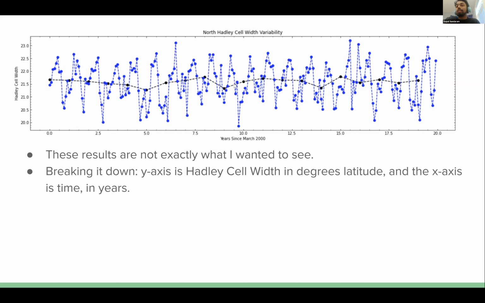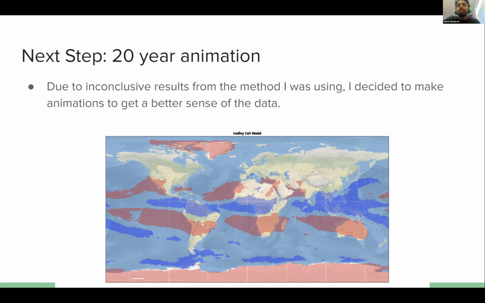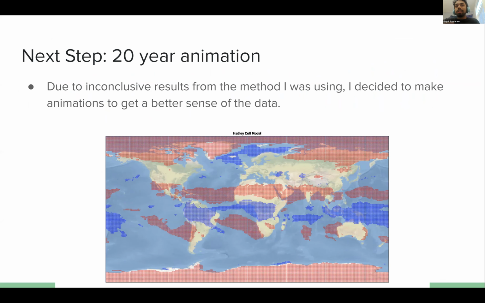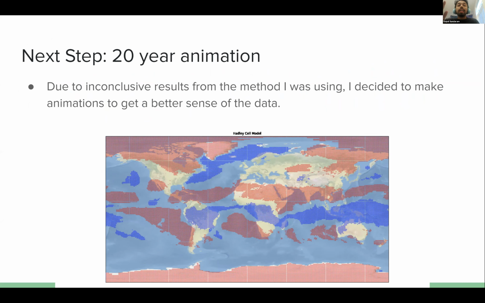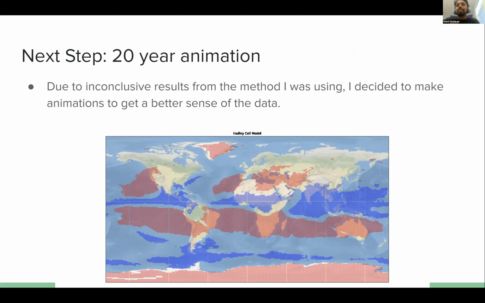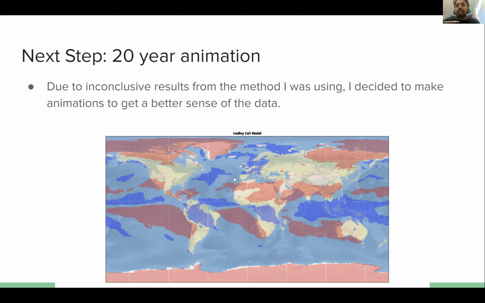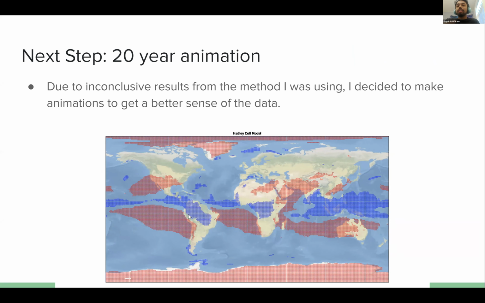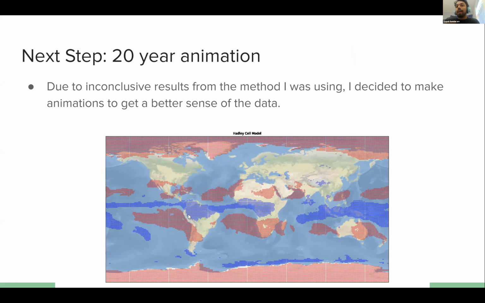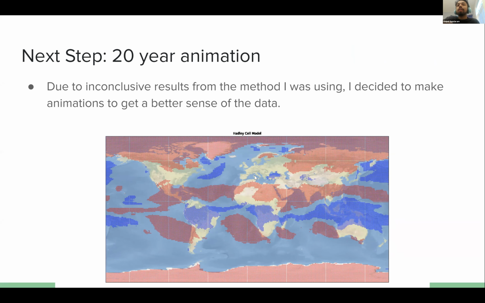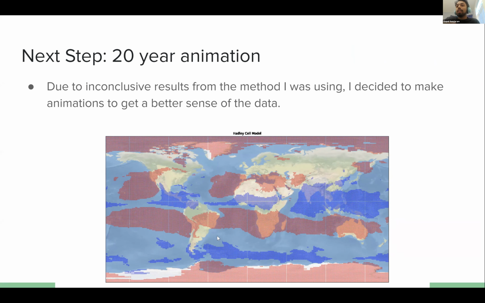So what I decided to do was I tracked it. Due to these inconclusive results from the method that I was using, I decided to make these animations to get a better sense of what I was looking at. This is by far one of my favorite parts of what I've done. You get to see just how fluid the borders are, for one thing, which is where I made my initial mistake, was having the strict boundaries. I needed to have fluid boundaries, or at least ones that encapsulated how far north some of these go and how far they change.